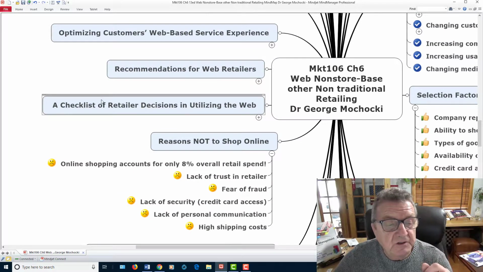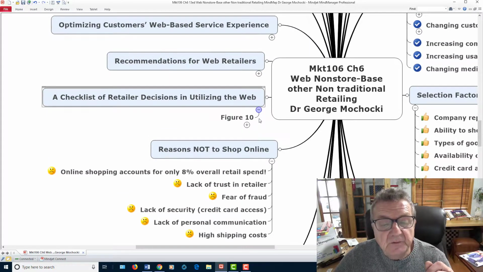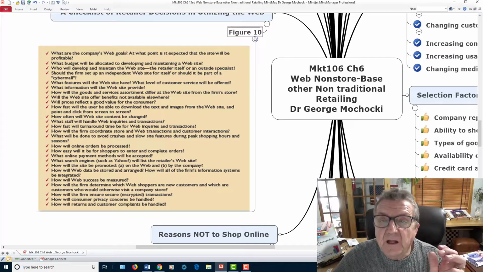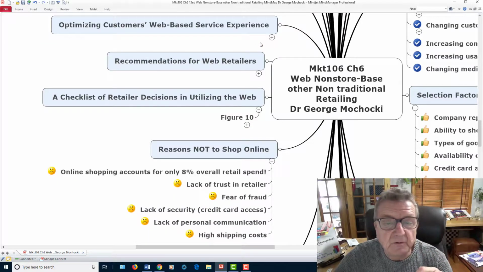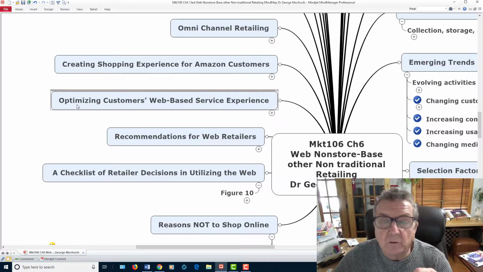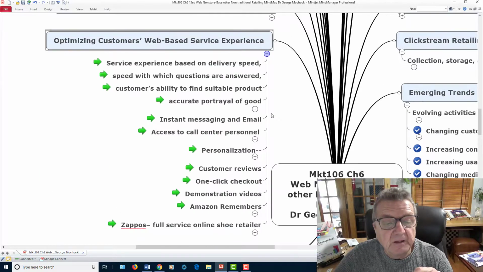Okay. Checklist for a decision. Again, this one is just a figure, tells you everything on it. Look at it in a book. I'm not trying to do anything else. I just do it quickly. Optimizing customers' experience, how to make it good.